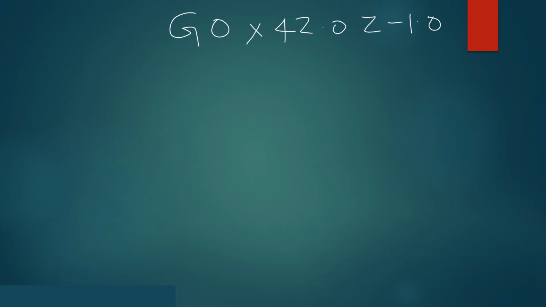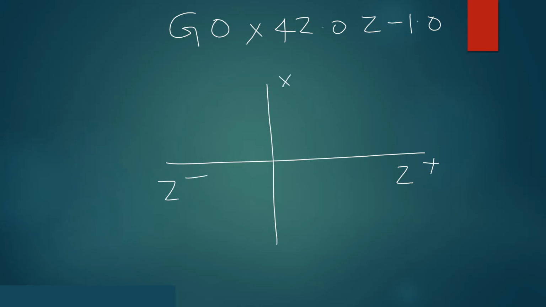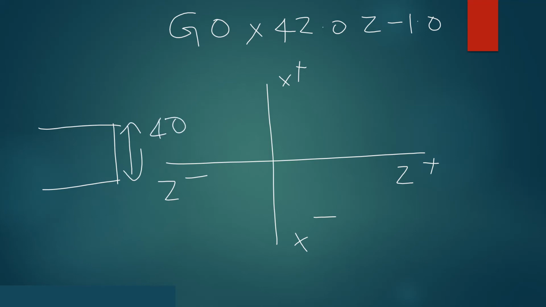Sir, what is the meaning of this? You see here, this is the Z plus axis and this is the Z minus axis. This is the X plus axis. This is the X minus axis. So if the job diameter is how much? The job diameter is 40 mm. We are going to place the tool above this 40 mm. It should not touch the job. So we are going to keep 42 mm. So in the X axis we are going to keep 42 mm.